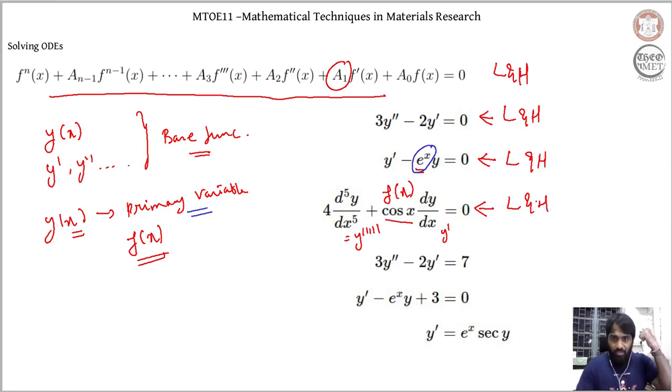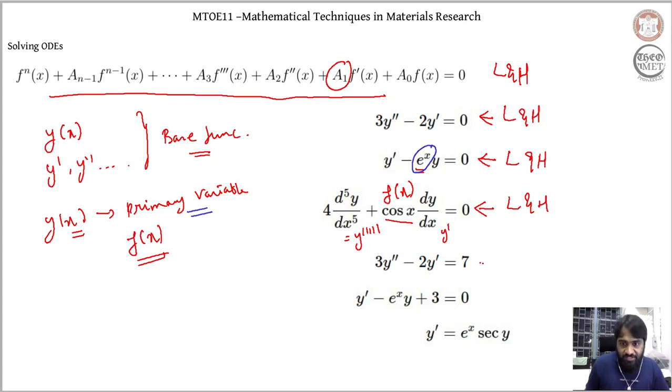So the nature of my base function is unaltered, their sum is leading up to 0. The only difference is that instead of the coefficients being constant, the coefficients are now a function of my primary variable, so it means it still remains a linear and a homogeneous ODE.